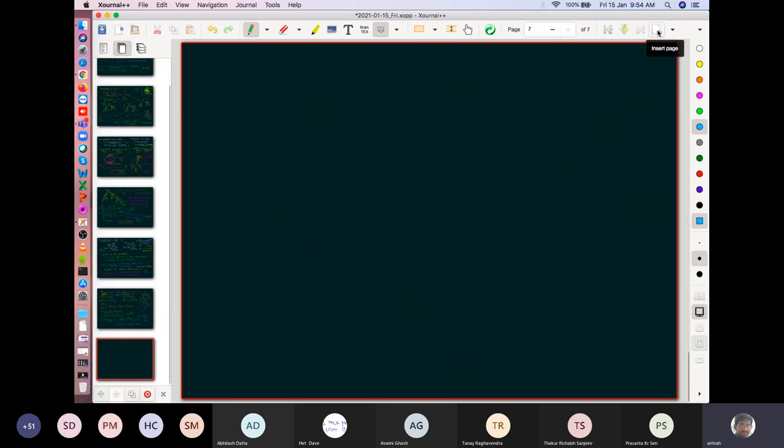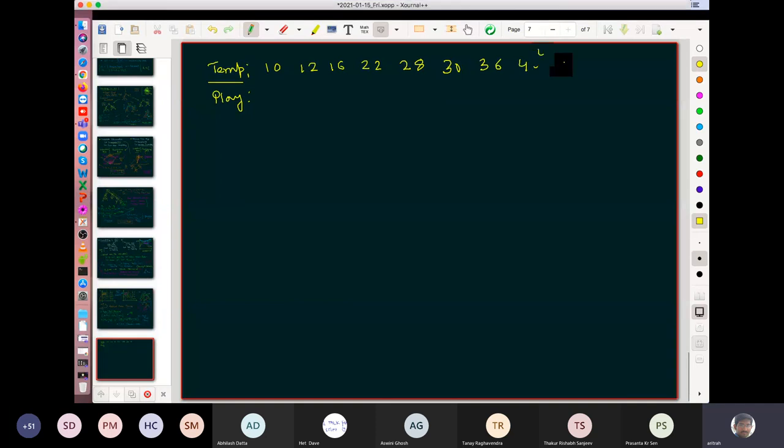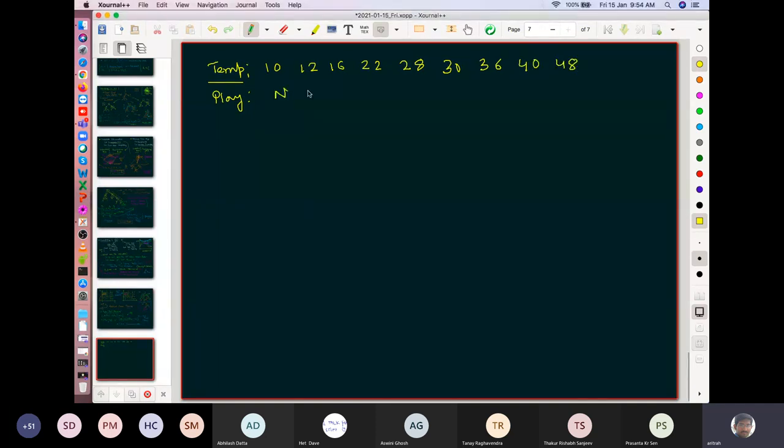To end up, somebody had asked in the last class what happens if my attribute is continuous valued. For example, I have an attribute temperature and I would like to decide whether to play or not. Let's say I have this data: temperature 10, 12, 16, 22, 28, 30, 36, 40, 48. For the cooler ones I will not play, then yes, I will play up to this, and after 40, I will not play.